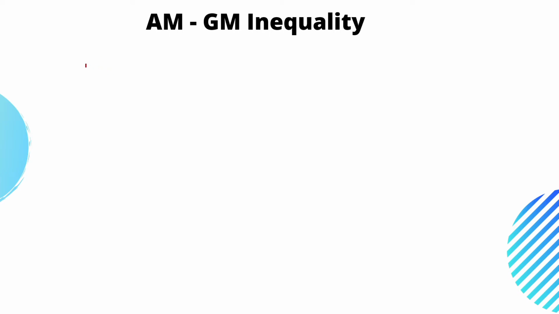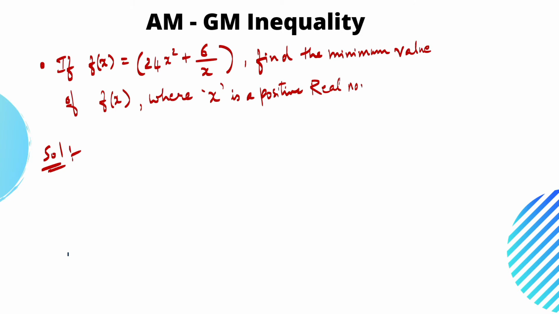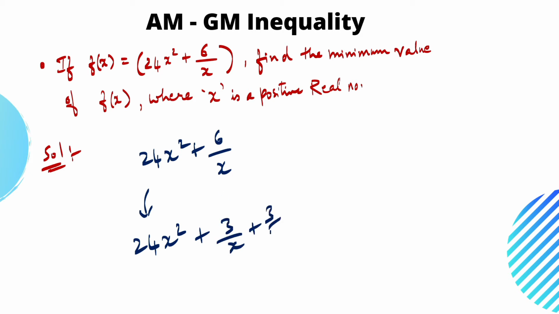If we consider this one, if f of x is equal to 24 x square plus 6 by x, find the minimum value of f of x where x is a positive real number. So what is the given expression f of x? This is equal to 24 x square plus 6 by x. We can modify this: 6 by x can be written as 3 by x plus 3 by x. This is the sum, 24x square plus 3 by x plus 3 by x.